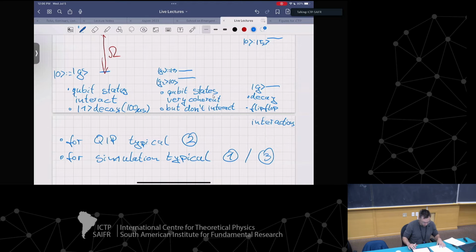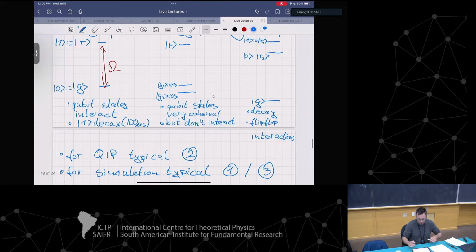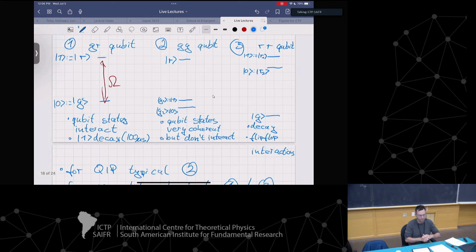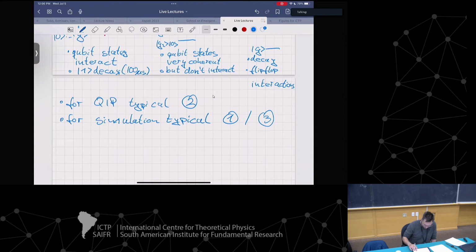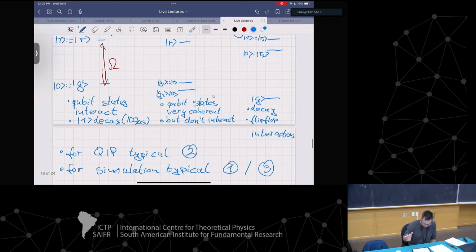Okay, but before we go into the Hamiltonians, I wanted to say just one thing, how you can realize a 2-qubit gate. So just briefly talk about quantum information processing, and then we go into simulation. But any questions on these encodings or the interaction so far? Okay, good.